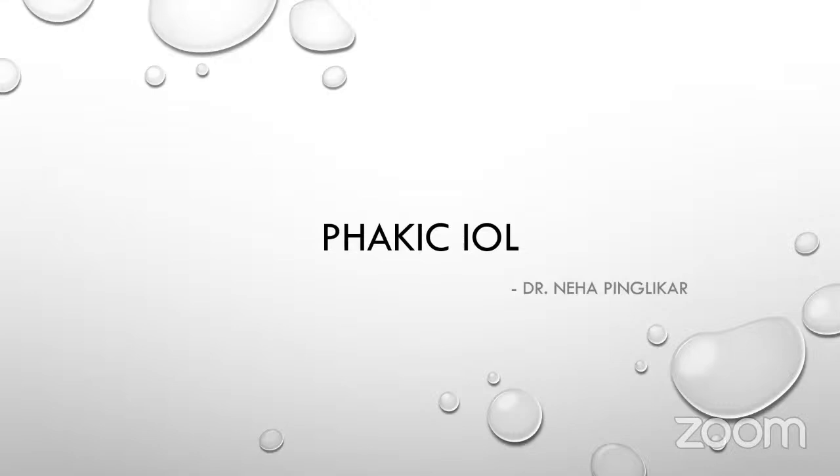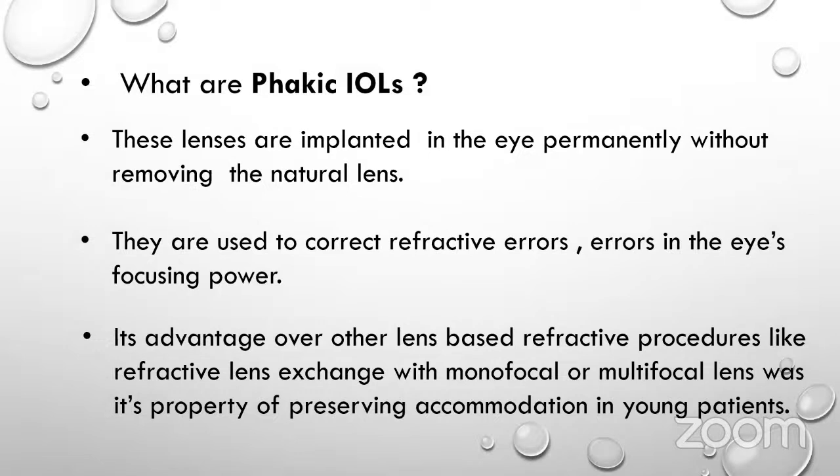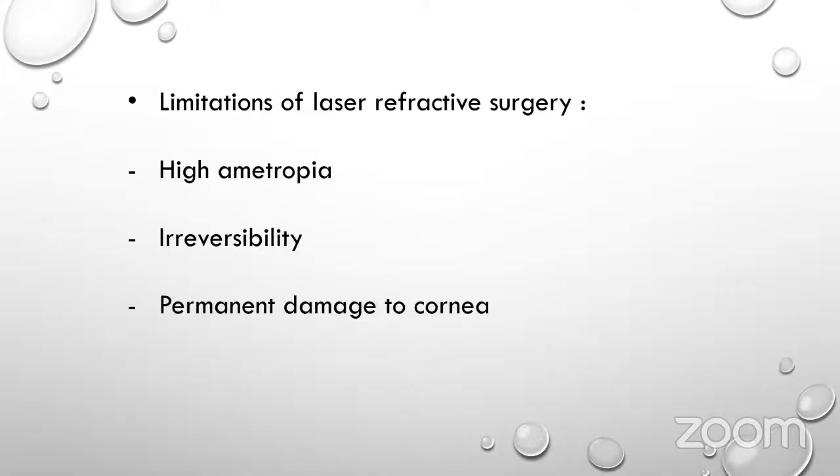Good morning, everyone. Today I will be presenting phakic IOLs. What are phakic IOLs? These are lenses implanted in the eye permanently without removing the natural lens. They are used to correct refractive errors in the eye's focusing power. Their advantage over other lens-based refractive procedures, like refractive lens exchange with monofocal or multifocal lens, is the preservation of accommodation in young patients. Limitations of laser refractive surgeries, like high myopia, irreversibility, and permanent damage to the cornea, can be avoided.